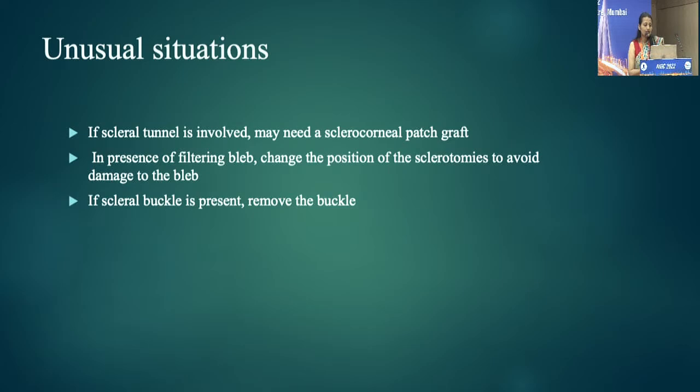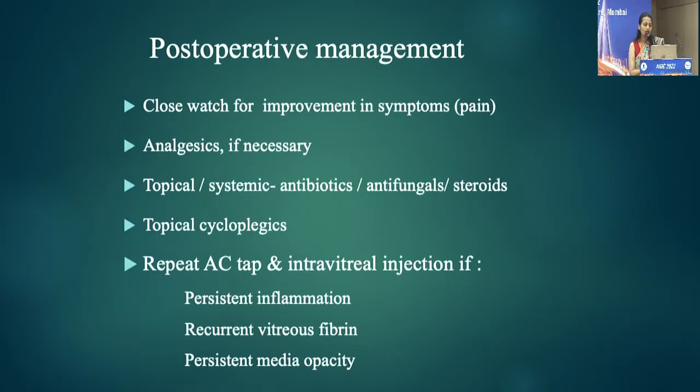Unusual situations: if the scleral tunnel is involved, you may need a sclerocorneal patch graft if there is melting. In the presence of a filtering bleb, change the position of the sclerotomy to avoid damage to the bleb. If a scleral buckle is present, then sometimes we may have to remove the scleral buckle so as to remove the exogenous source of infection.